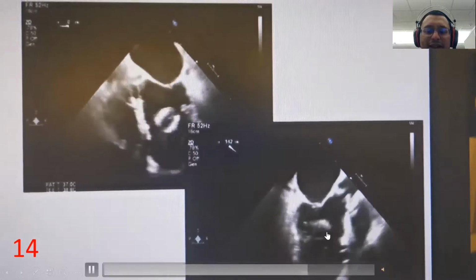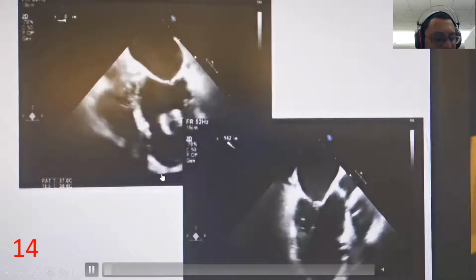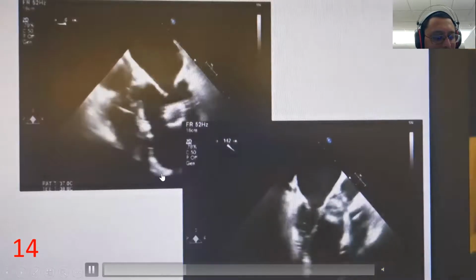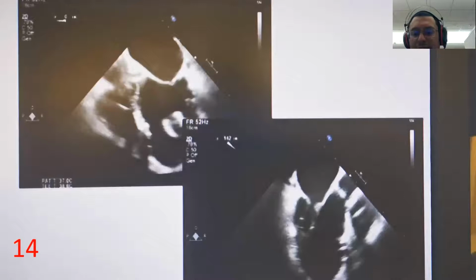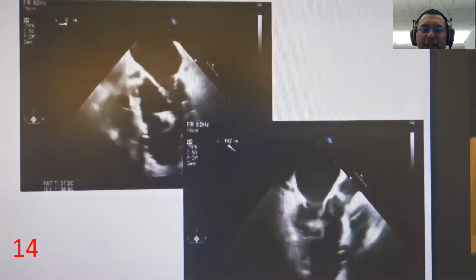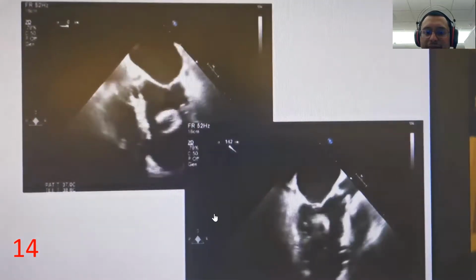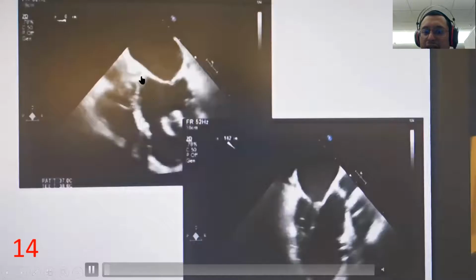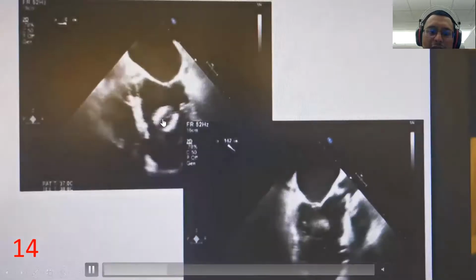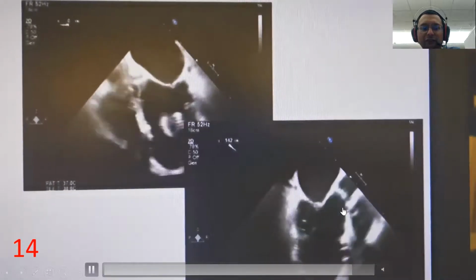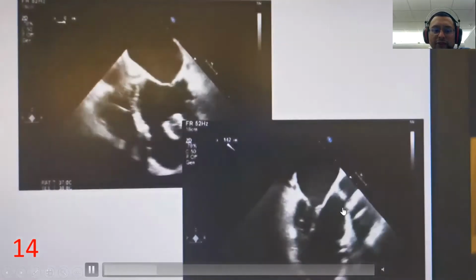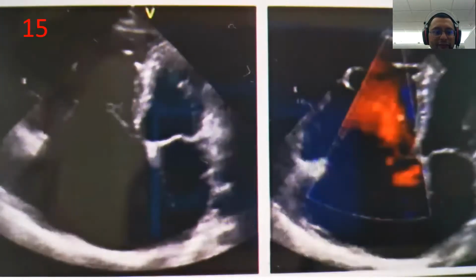That is actually, what is that? Do you want to guess? I don't know, vegetation. No, that is actually the occluder device that you put for ASD, atrial septal defect. Actually, it embolized to the left ventricle. They managed to operate and take it out, but this is an embolus of the occluder device, number 14. Oh. All right.